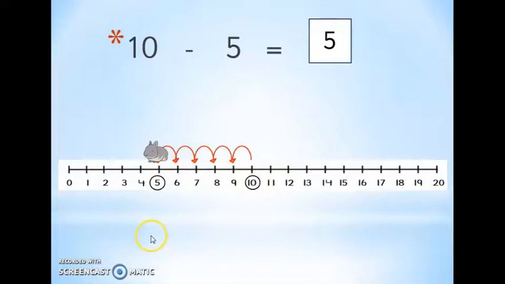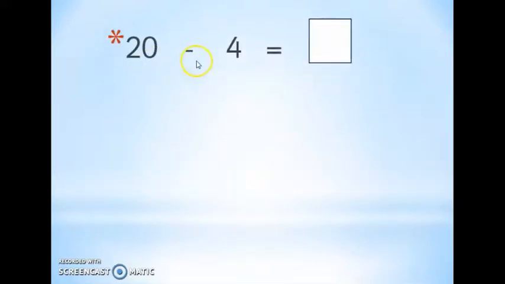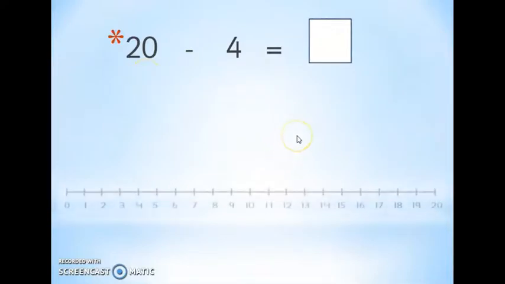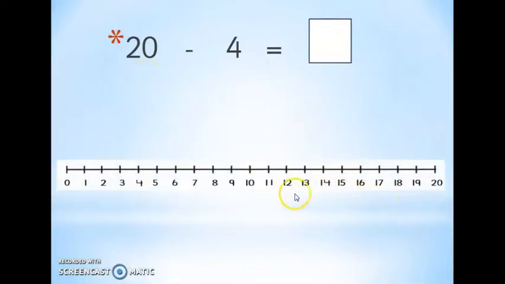Well done, students. I hope you have understood how to use number line to solve subtraction sum by jumping backward. For your further practice, let us solve another sum with the help of number line. As you can see in front of you, there is a sum 20 minus 4 equals answer box. Now students, what will it take to solve the sum? Bravo, if you all say number line. So there you have number line in front of you.